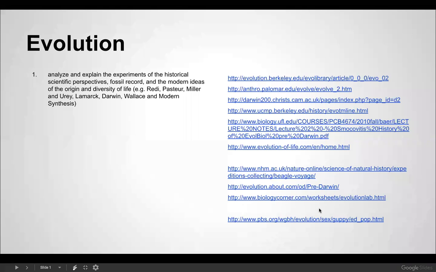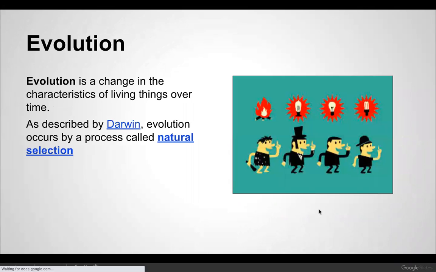Okay, Biology B students, this is lesson 4.2, evolution. The learning targets for the week are to analyze and explain the experiments of the historical scientific perspectives, fossil record, modern ideas of the origin and diversity of life, and all the different individuals that played a role in this, and we'll get right into it.